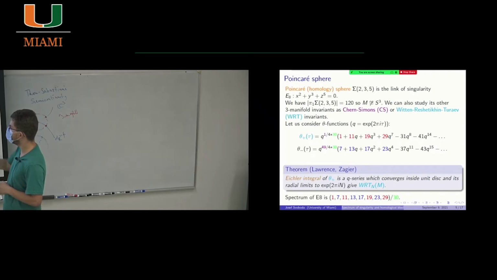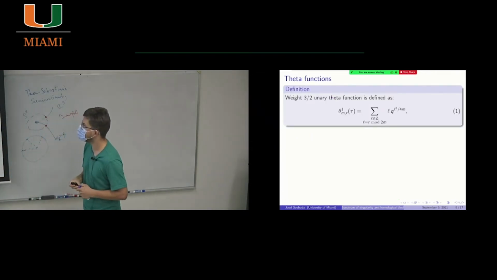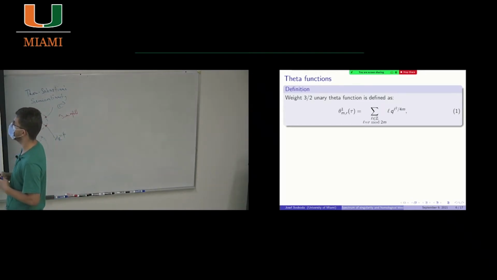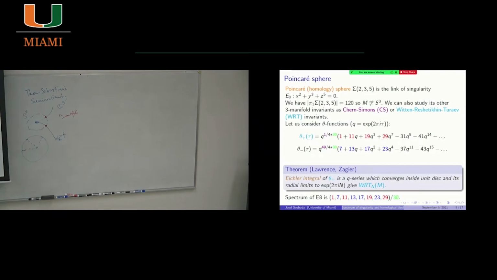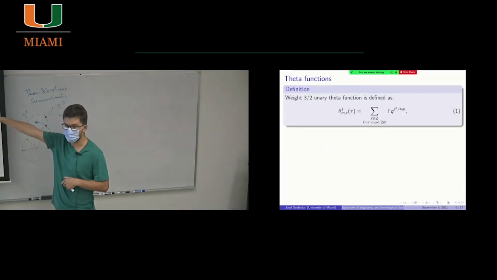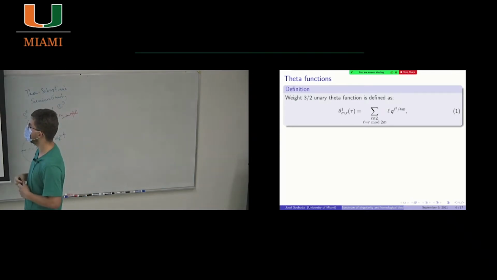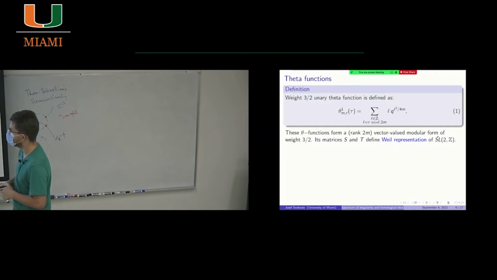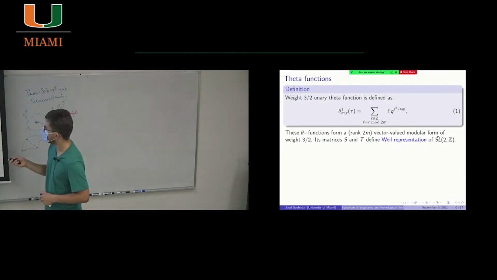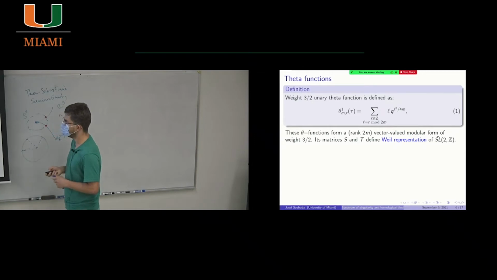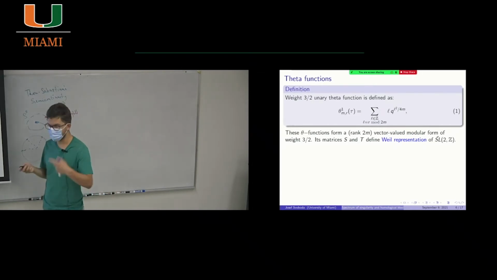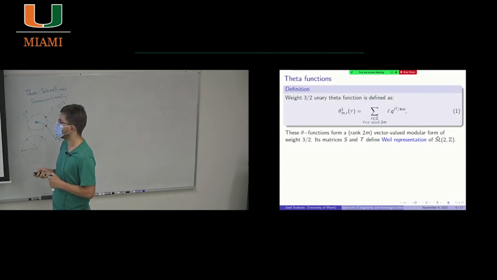So now I will tell you something about these functions. Definition: the weight 3 halves unary theta function is defined like this. We take a sum over a residue class modulo 2m, and we take L times q to the L squared over 4m. You see there is this 4m, where m is 30, and these residue classes play a role. There are 2m of these theta functions because you have 2m residue classes, and they form a rank 2m vector-valued modular form of weight 3 halves.